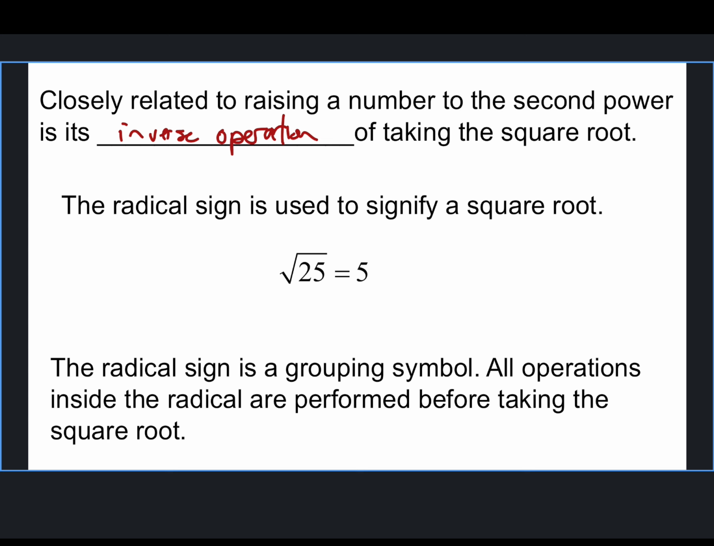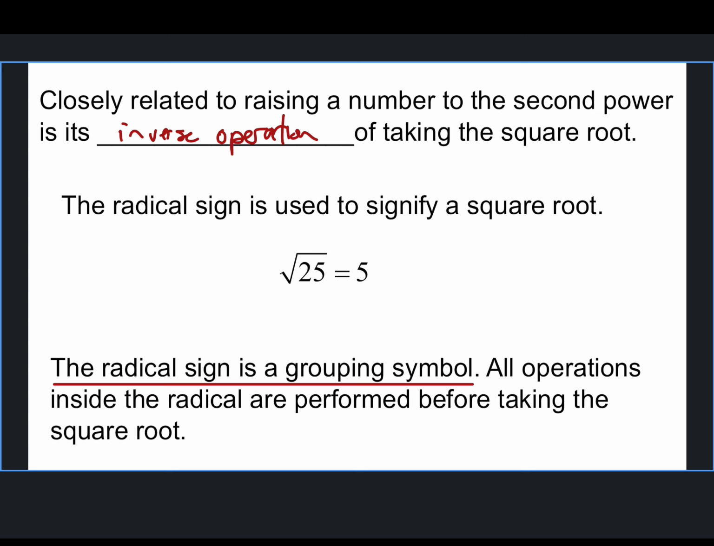So the radical sign is a grouping symbol. Underline that. The radical sign is a grouping symbol. So all of the operations inside the radical have to be performed first before you actually take the square root. That's very, very important. Now, we're officially talking about order of operations. Does anyone have any comments, questions, concerns, criticisms? What ifs?